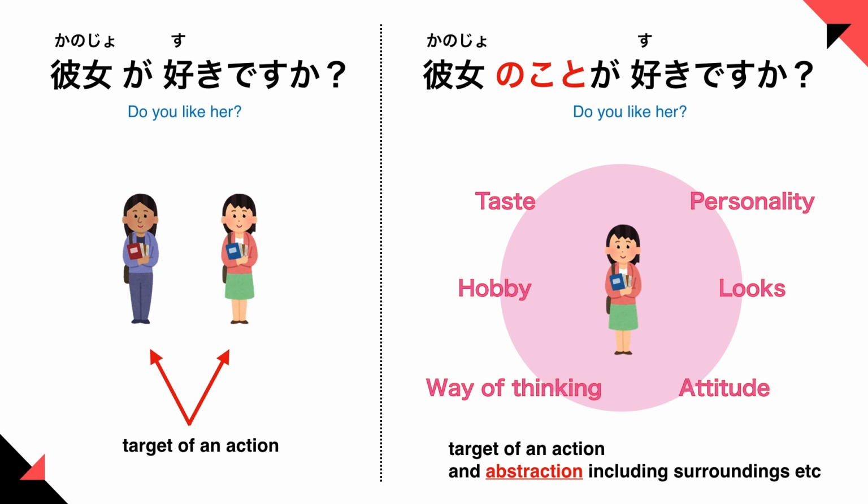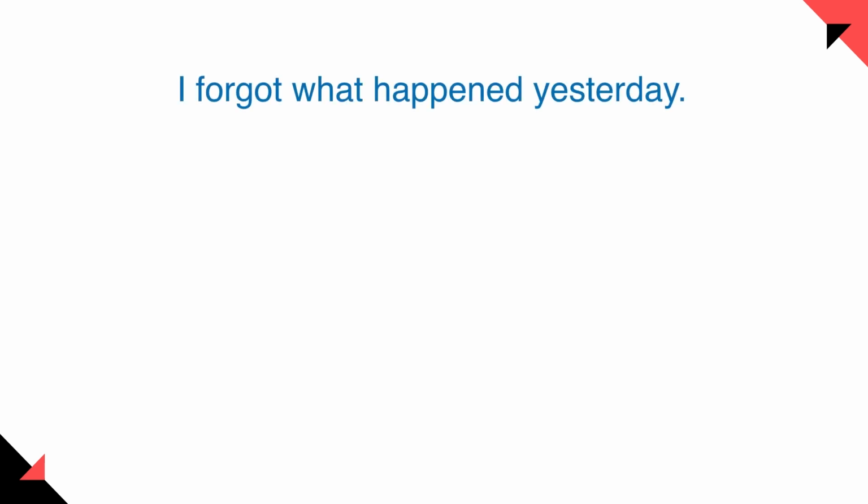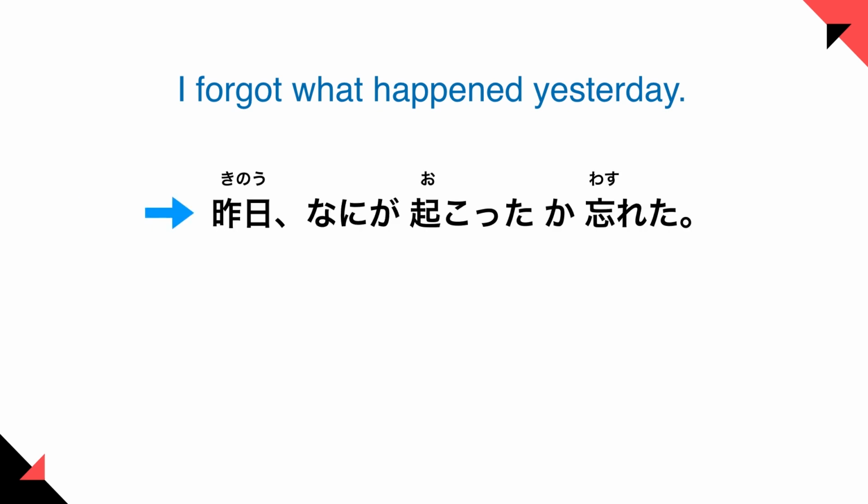Let's look at more examples with のこと because we use it a lot, right? Let's say I want to say I forgot what happened yesterday. I think I see this in animes a lot. If you translate it into Japanese, you could say 昨日何が起こったか忘れた。昨日 means yesterday. 何が means what. 起こった means what happened. か just connects the two verbs, and then 忘れた means forgot, right? So if you connect it together, I forgot what happened yesterday.